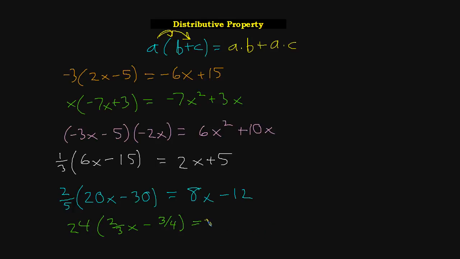Okay, well, here's what I get. Again, we're going to divide the 24 by 3. That gets us 8. Times 2, that gets us 16x. And then we're going to divide the 24 by 4. That gets us 6. And then times 3 is 18. So minus 18. So hopefully you're with me on those. If you are, great. That's kind of the basics of the distributive property.